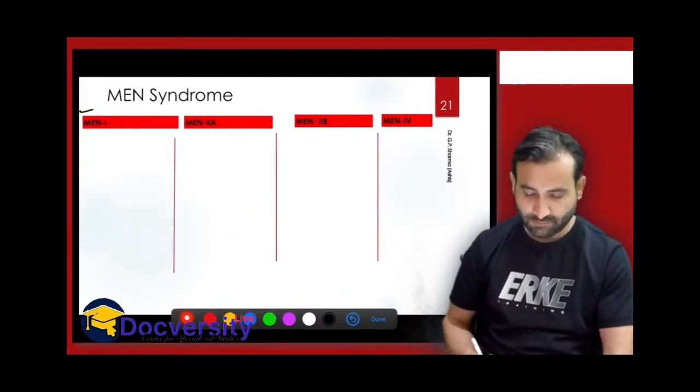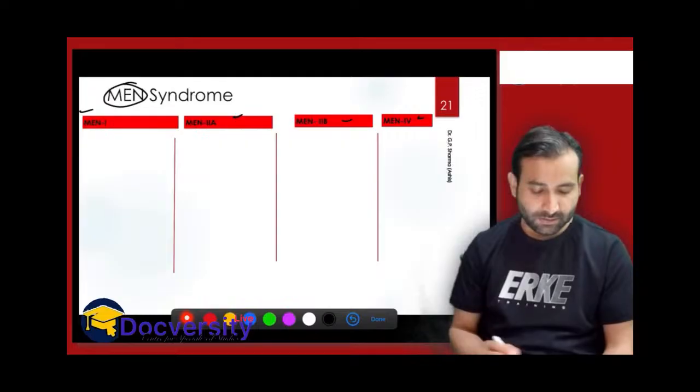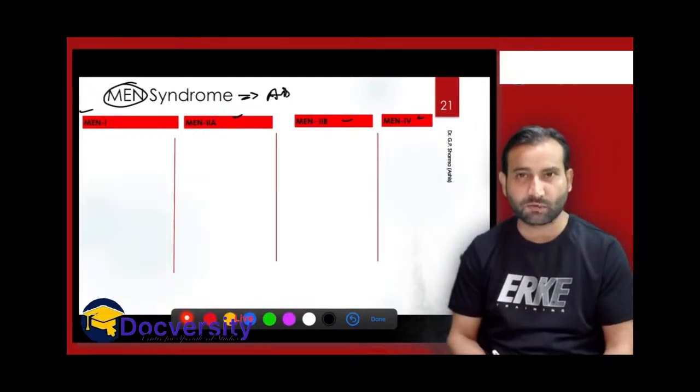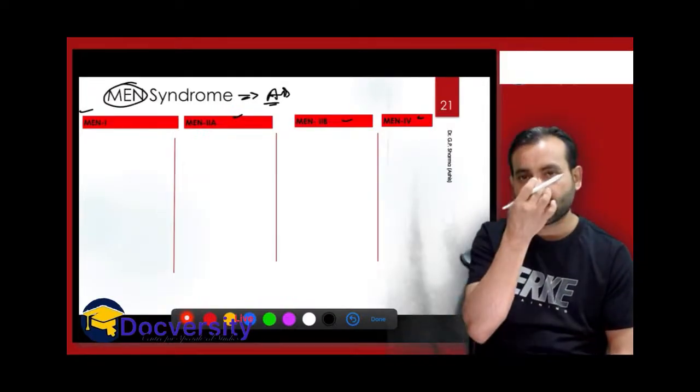Let's see the MEN syndrome. In the MEN syndrome, we divide it into MEN type 1, 2A, 2B, and MEN type 4. Right? So remember, MEN is usually autosomal dominant. That's why MEN syndrome is an autosomal dominant disorder, right?